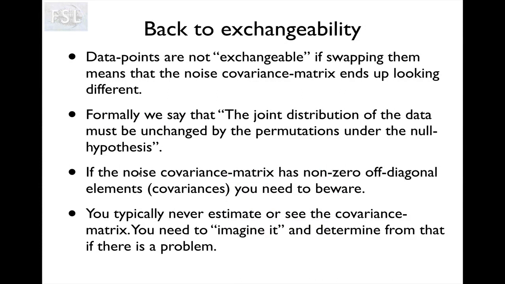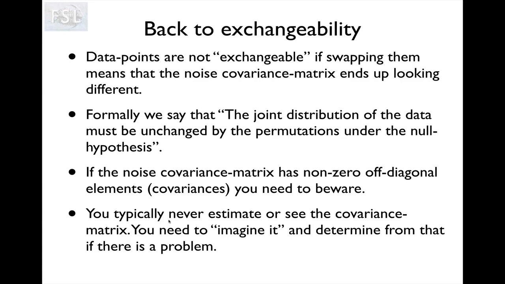And as soon as the noise covariance matrix has non-zero off-diagonal elements, i.e. covariance in there, you need to be careful. I mean, it doesn't necessarily mean that you don't have exchangeability, but that's when you need to start thinking, right? Now, and this is important as well, you typically never estimate or see the covariance matrix, right? You've probably done fMRI analysis in the past, but you've never seen that covariance matrix I've shown you.